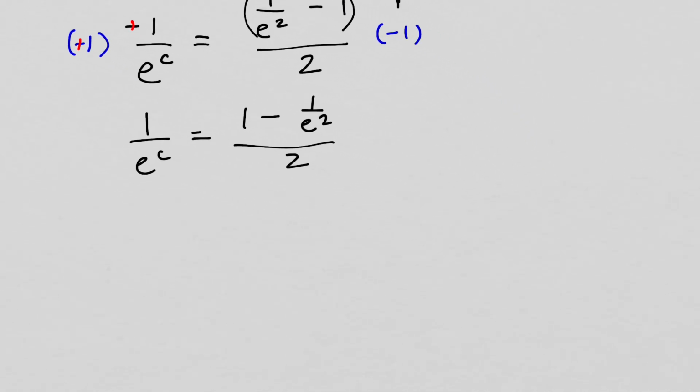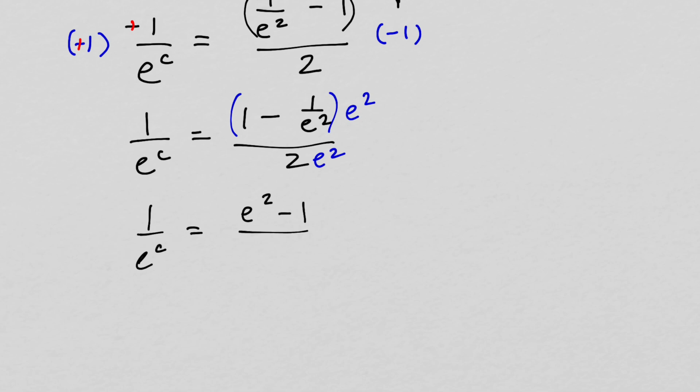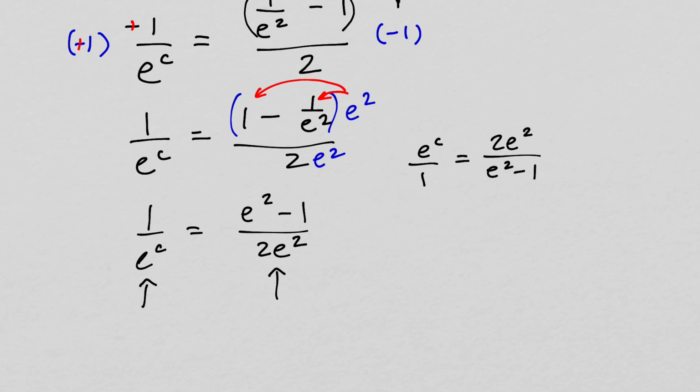Okay, so now to simplify this, I'm going to multiply the top and bottom here by e squared. And this will give us 1 over e to the c is equal to e squared minus 1 divided by 2e squared. So again, I'm just multiplying here, and canceling the denominator. And now if I take the reciprocal of this fraction, we get e to the c over 1. And I'm going to take the reciprocal of the other side, which is 2e squared over e squared minus 1. Okay, now the divided by 1 here we can get rid of.